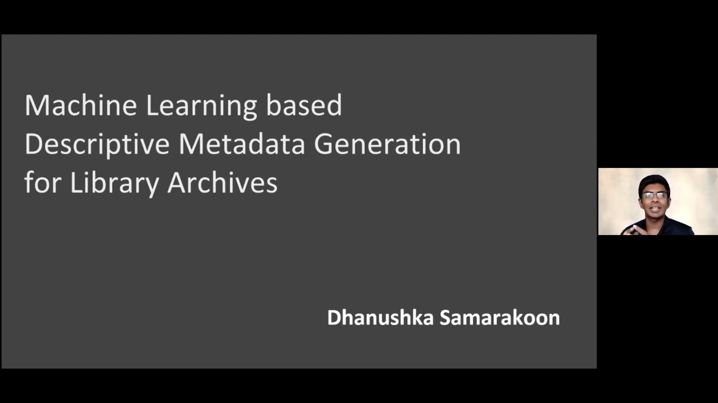I know that's a long title. So why don't we break the topic into sections? So what's our goal here? We are trying to generate metadata for library archives. Normally, this is a manual process, but here, according to our topic, we are looking at how to utilize the machine learning process to generate descriptive metadata.